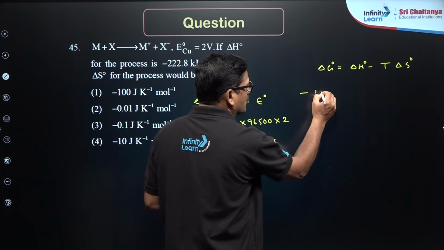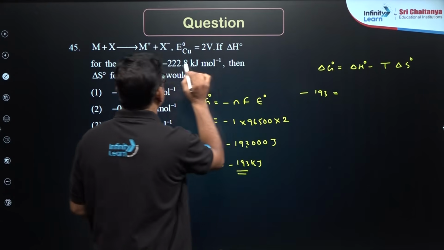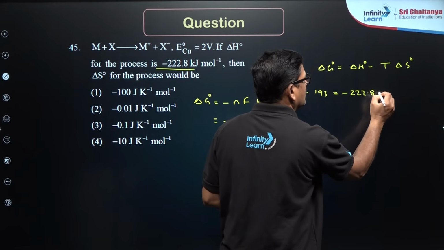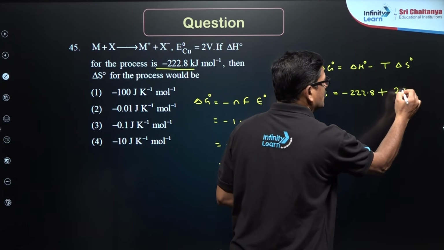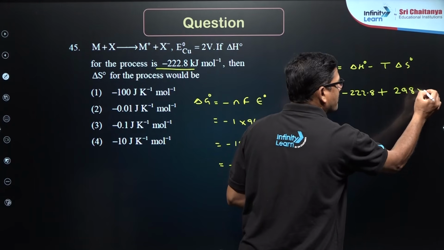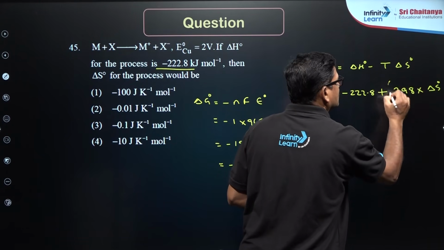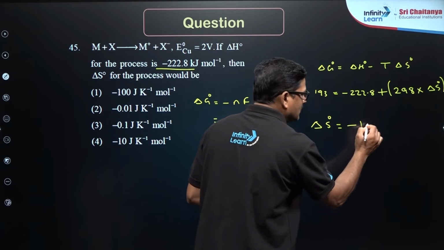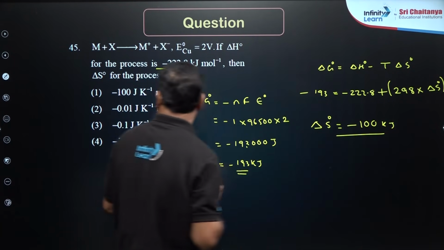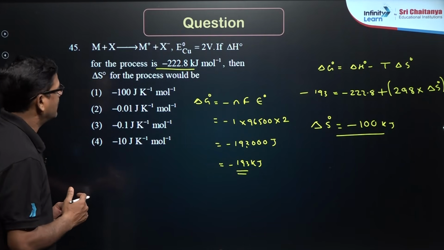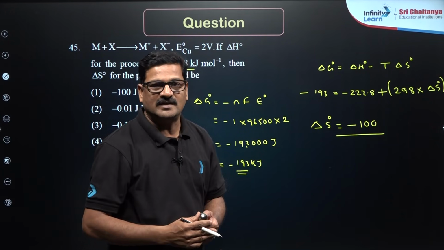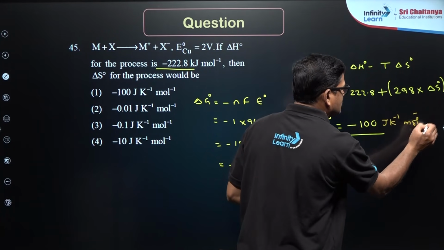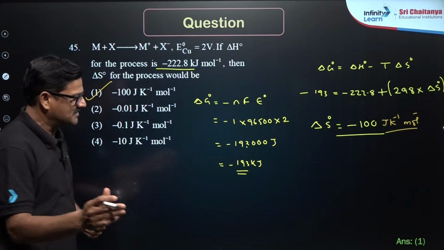You equate it to minus 193 kilojoules, so delta H is given as minus 222.8 plus temperature in the standard state, 298, into delta S naught. So on solving delta S naught, you are going to get minus 100 joule Kelvin inverse mole inverse. So option 1 is the correct answer for this question.